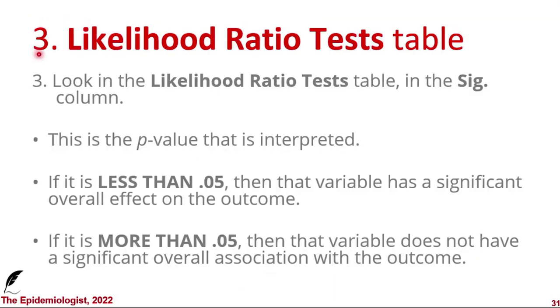The third item needing interpretation is looked at in the Likelihood Ratio Tests table in the significance column. It is the p-value that is interpreted. If it is less than 0.05, that variable has a significant overall effect on the outcome. In contrast, if it is more than 0.05, that variable does not have a significant overall association with the outcome.